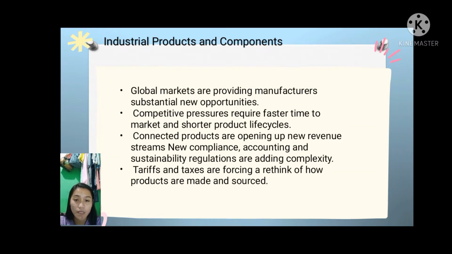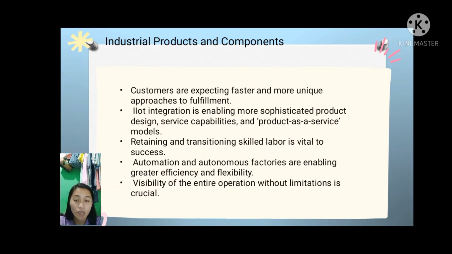Connected products are opening up new revenue streams. New compliance, accounting, and sustainability regulations are adding complexity. Tariffs or taxes are forcing a rethink of how products are made and sourced. Customers are expecting faster and more unique approaches to fulfillment. IIoT integration is enabling more sophisticated product design, service capabilities, and product as a service models.